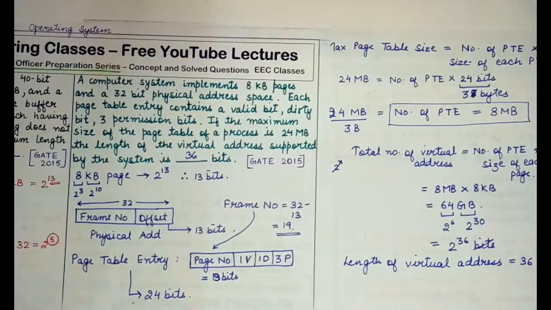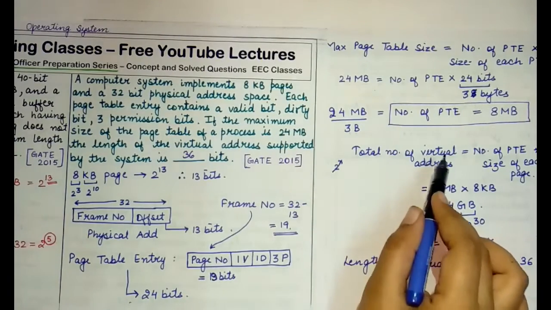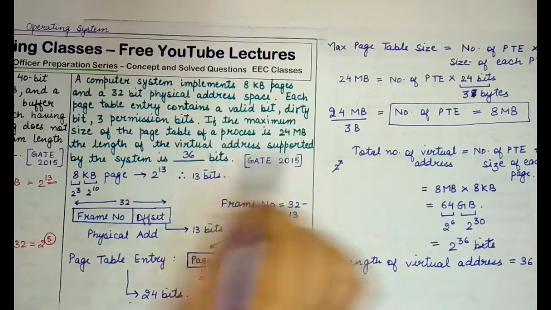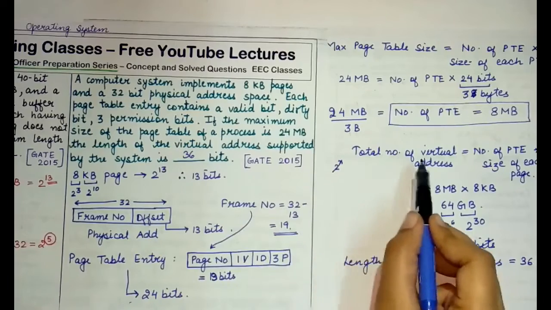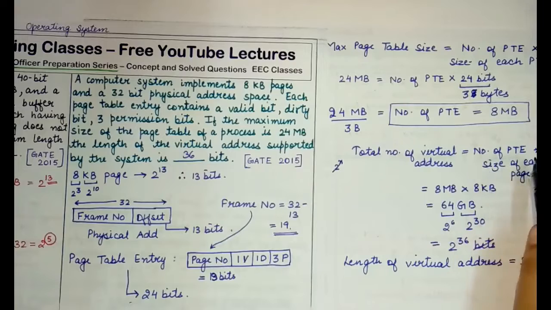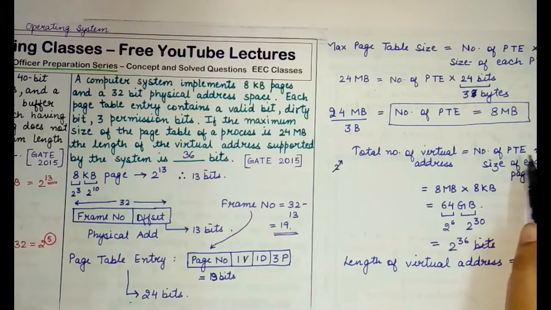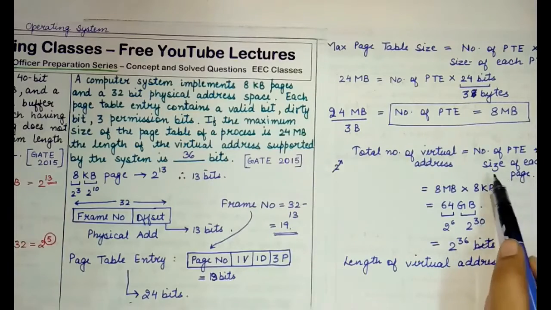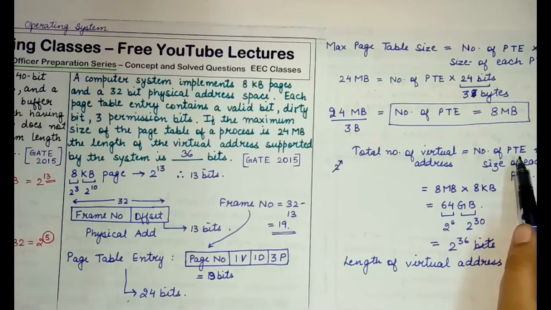I would summarize this by saying that if you have to find out the length of the virtual address field, we need to find the total number of virtual addresses, and the total number of virtual addresses is calculated by this formula. So we need to know the number of page table entries and the size of each page. We are given the size of each page as 8 KB, and the number of page table entries.